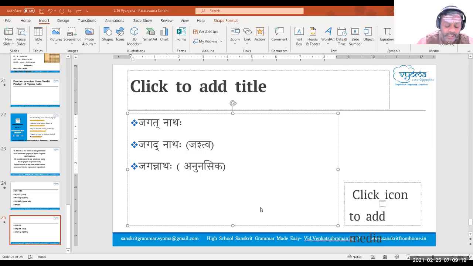How to download Sandhi app? Go to digitalsanskritguru.com and search for Sandhi and you can download. Sampad Kumaraha. How to split Sampad Kumaraha? Sampad Kumaraha is Sampad plus Kumaraha.